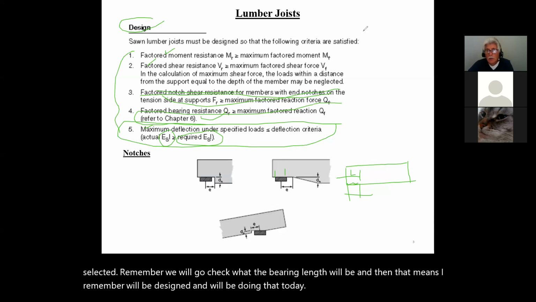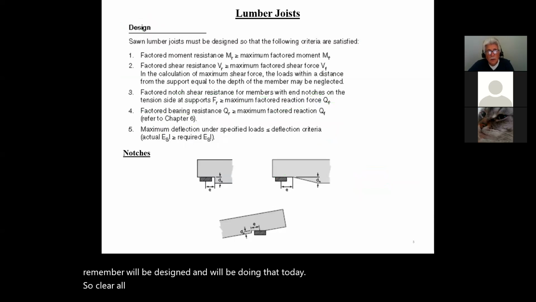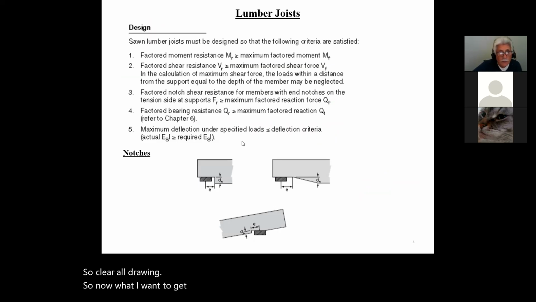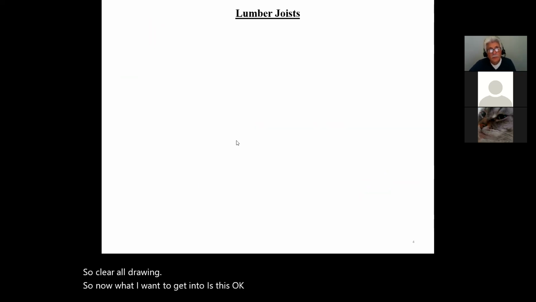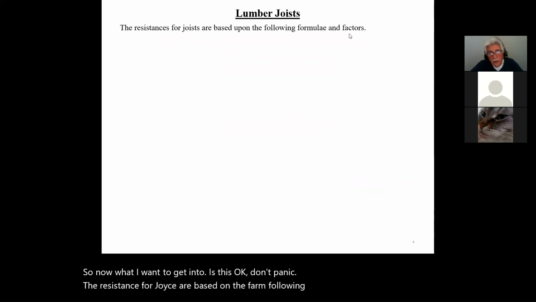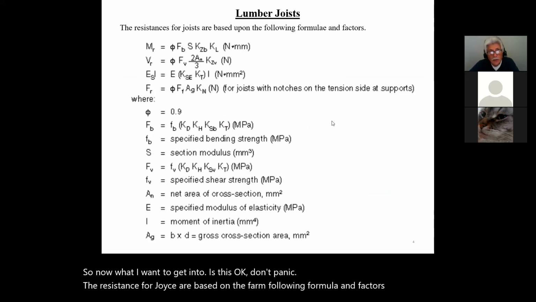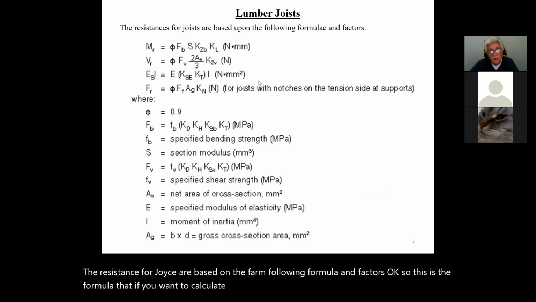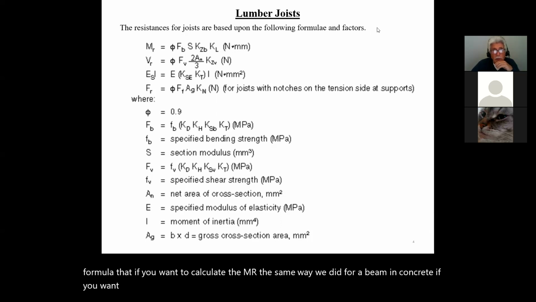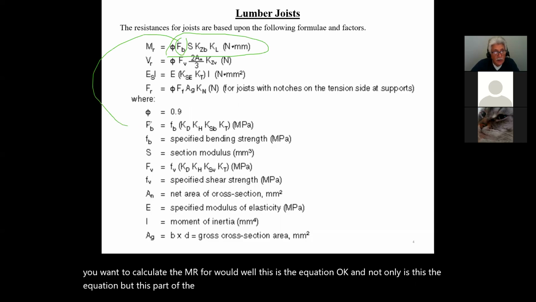So clear all drawing. Now, what I want to get into is this. Now, don't panic. The resistance for joists are based on the following formulae and factors. This is the formula if you want to calculate the MR for wood, the same way we did for a beam in concrete. Not only is this the equation, but this part of the equation has a value for that.